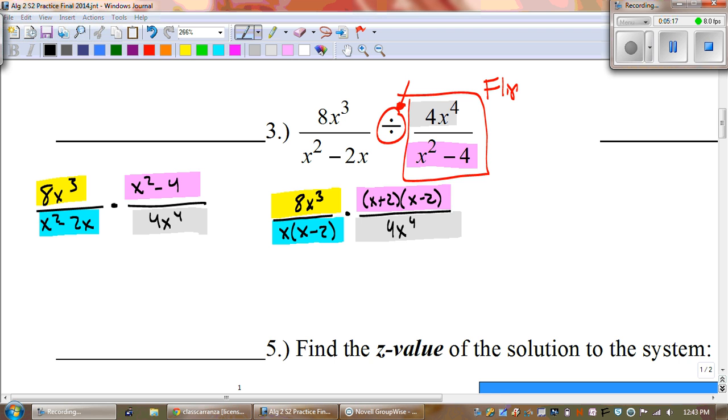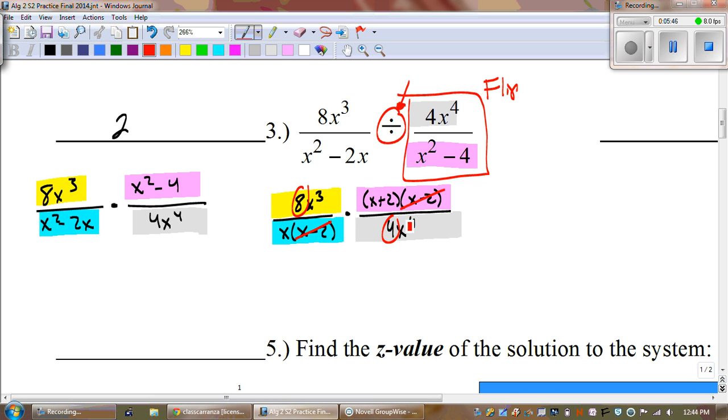Okay, so the only thing that factored was the x plus 2, x minus 4 in the pink, and then the blue, the x minus 2. So what cancels? Well, the x minus 2 and the x minus 2. We can reduce the fraction 8 over 4, and that would be 2, because 8 divided by 4 is 2.